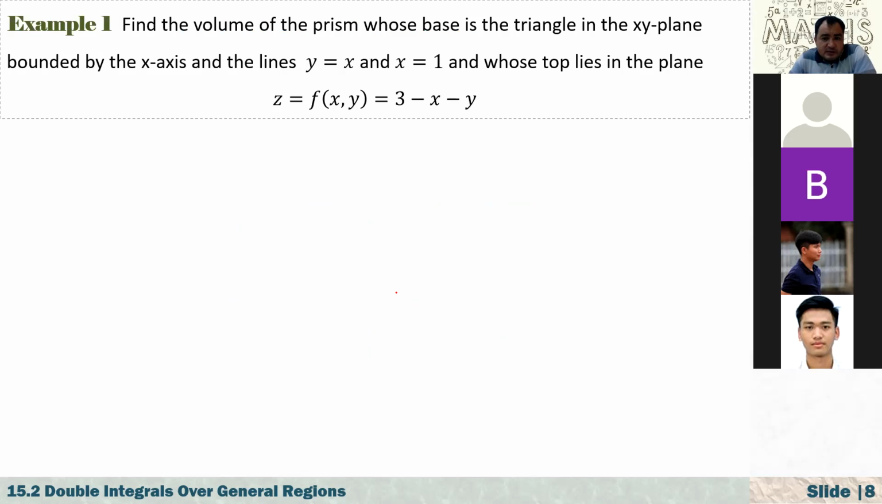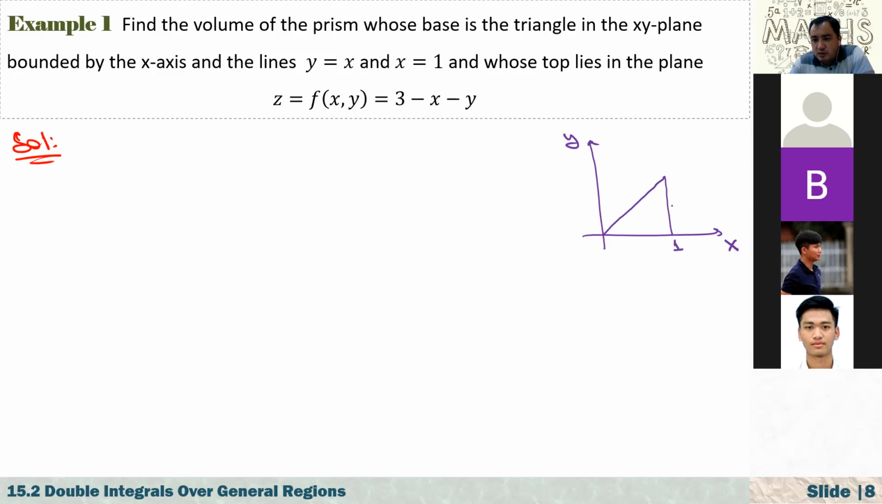Find the volume of the prism whose base is the triangle in the xy plane bounded by the x-axis and the lines y equals x and x equals 1, and whose top lies in the plane. So we are talking about the prism here. Just write here solution, and that is sitting over this triangle. So that's our x, this is y, and this is y equals x. x equals 1 is this line.